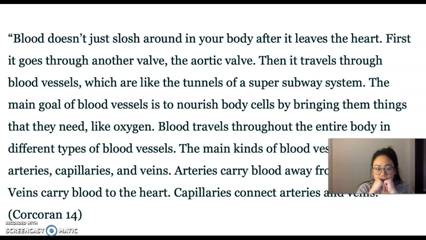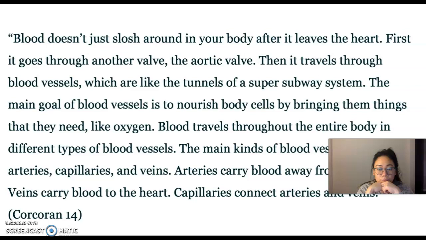I will go ahead and read this text, and when you hear figurative language, I want you to touch your nose. Ready? Blood doesn't just slosh around in your body after it leaves the heart. First, it goes through another valve, the aortic valve. Then it travels through blood vessels, which are like the tunnels of a super subway system. The main goal of blood vessels is to nourish body cells by bringing them things that they need, like oxygen.